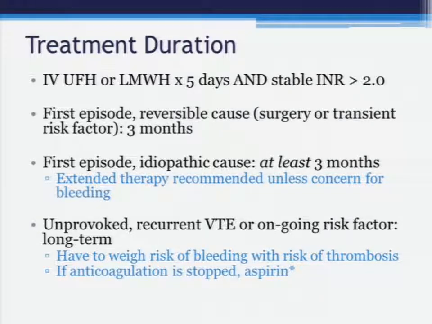First episode, idiopathic cause. So we don't know why that patient clotted, but it is their first episode. Those are going to be patients who get treated for at least 3 months' time, and extended therapy is recommended unless there's a concern for bleeding. Now, unprovoked recurrent VTE or ongoing risk factors, those are going to be patients who warrant long-term anticoagulation. And we do have to weigh the risk of bleeding with the risk of thrombosis, but that will be an ongoing issue for however long they're on anticoagulation.